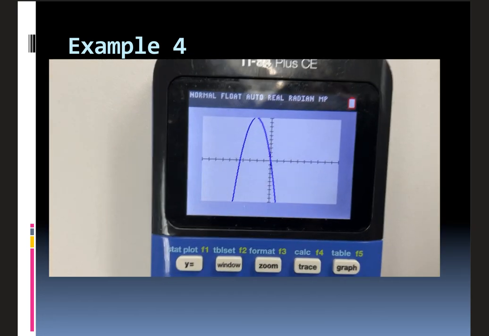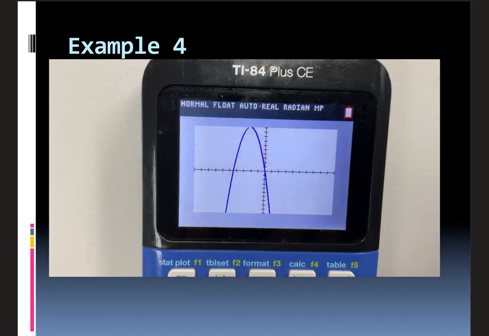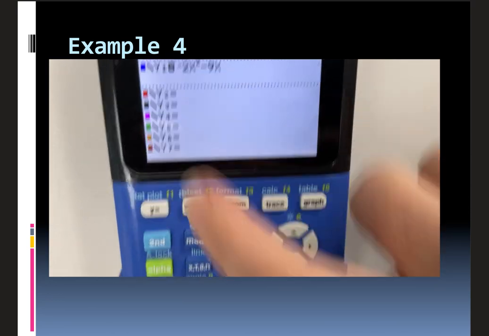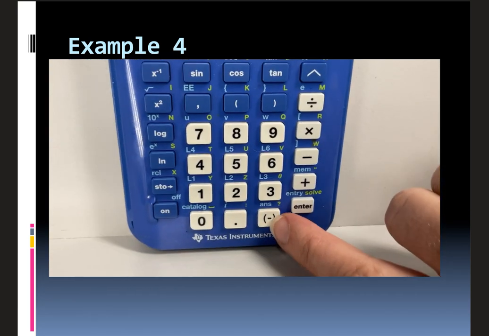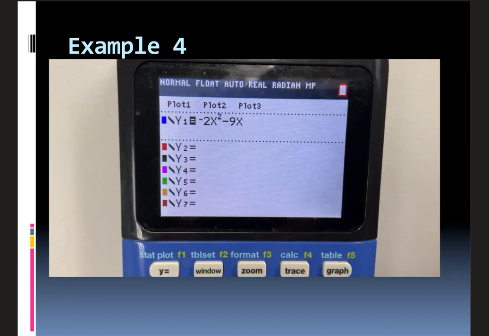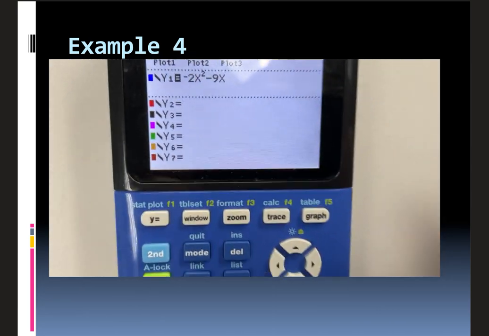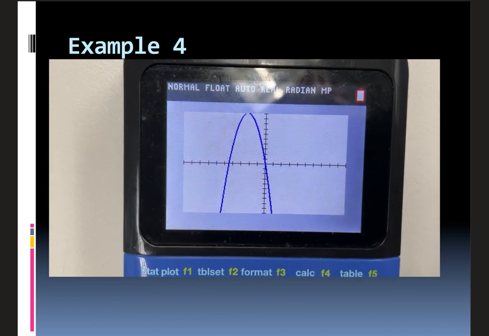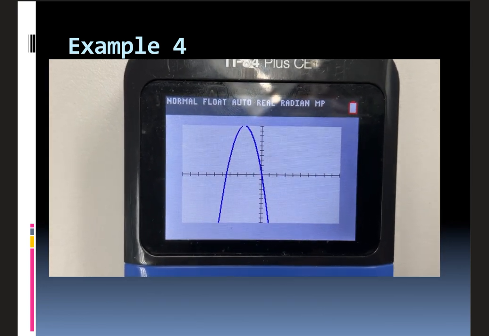Okay, so I graphed my function, okay? This is my negative, and make sure when it's the leading one, it has to be this minus, or you'll get an error, okay? So negative 2x squared minus 9x. When I hit graph, it's a parabola, which makes sense. It's an x squared, right? That's the highest exponent. But at the very top, it gets cut off.